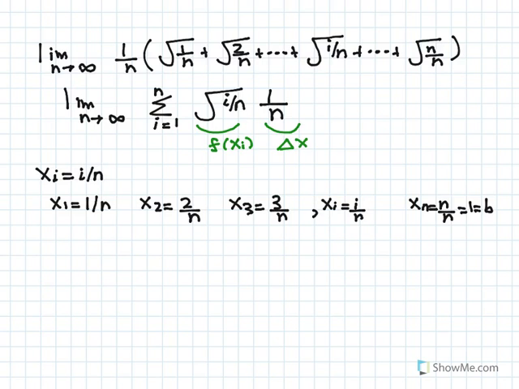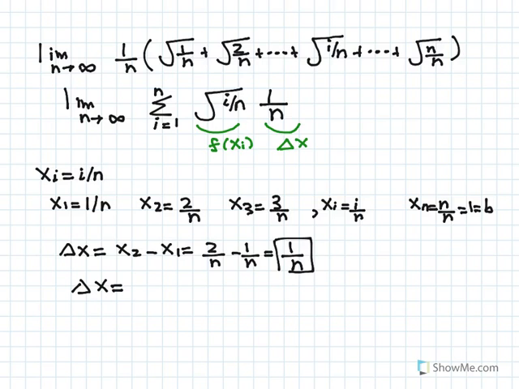All right, to find delta x, the easiest way is to subtract two consecutive x values. For example, we can find delta x by just taking x2 minus x1. That is 2 over n minus 1 over n equals 1 over n, and that's delta x. More generally, delta x is equal to xi minus x(i minus 1). That is i over n minus (i minus 1) over n. That works out to the same as above. That's 1 over n. That's delta x.